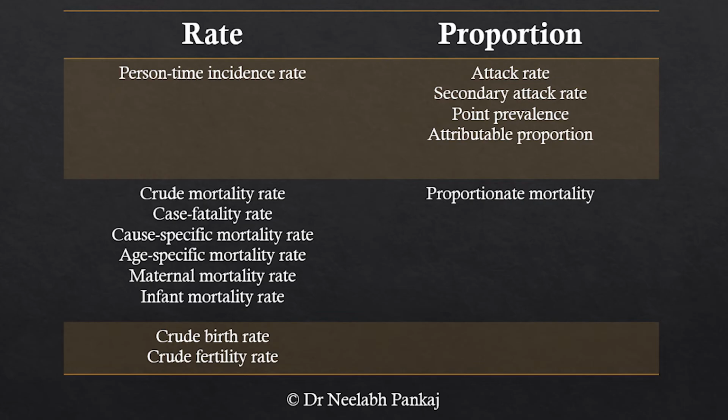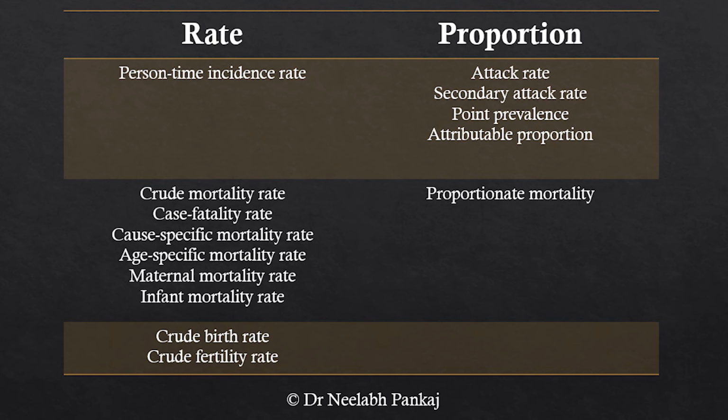After this discussion, we conclude that true rates are, in the case of morbidity, the person-time incidence rate, while in the case of mortality, the crude mortality rate, case fatality rate, cause specific mortality rate, age specific mortality rate, maternal mortality rate, infant mortality rate, while in the case of natality, the crude birth rate and crude fertility rate.